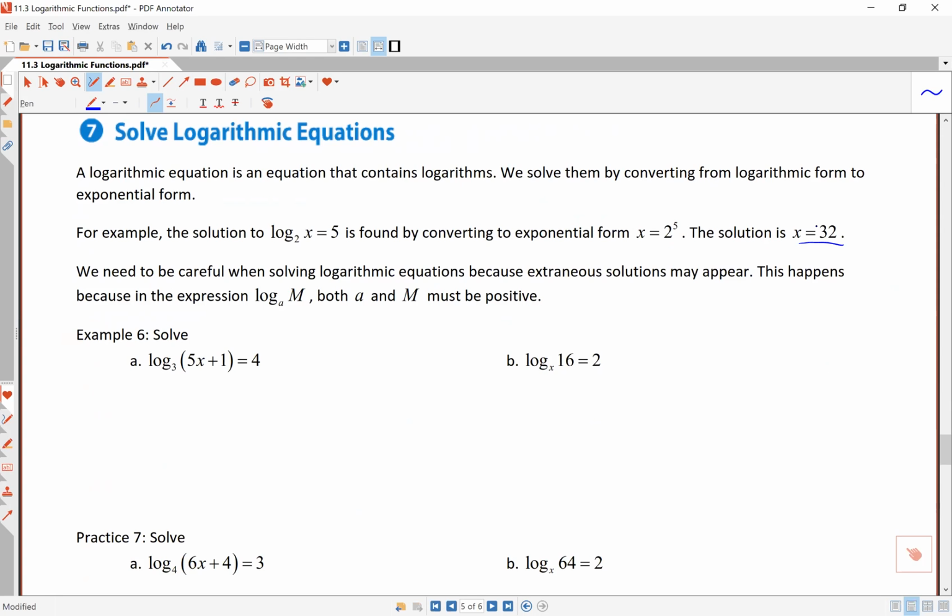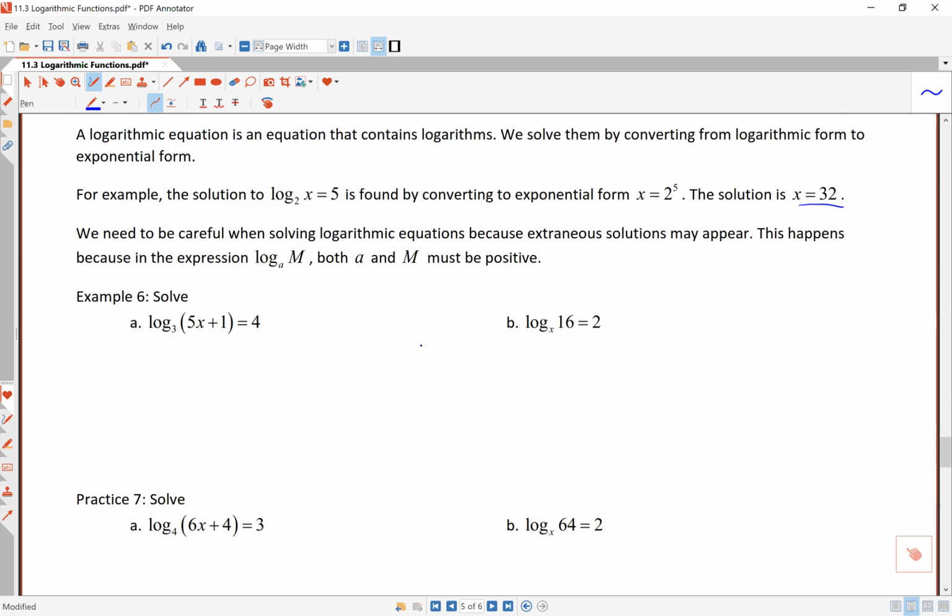Now, anytime you solve equations with functions that have domains that are not all real numbers, we need to be careful. Logarithmic equations can give extraneous solutions. This happens because in the expression log base a of m, both a and m must be positive.